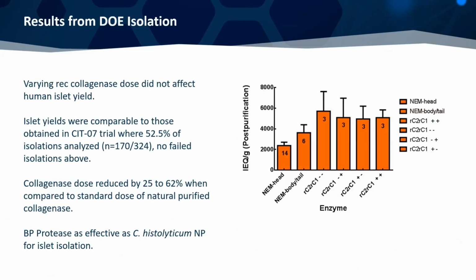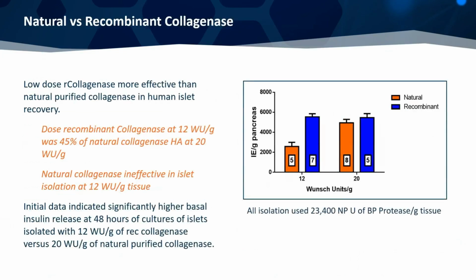As you can see in the second bar, the NEM body tail that were done at Minnesota and other experiments had lower islet yields than what we obtained with the 4 different recombinant enzyme formulations. So further work by Bala, and I'll go through this slide fairly quickly since I want to end on time.